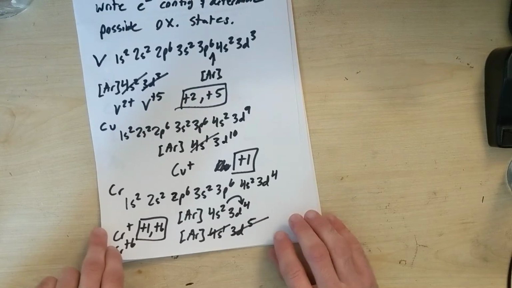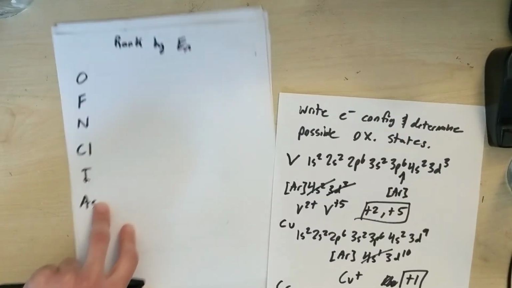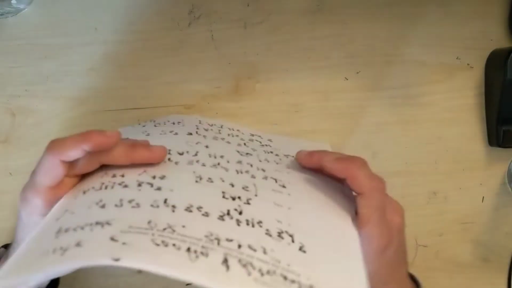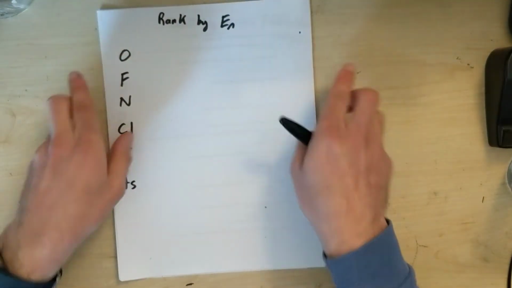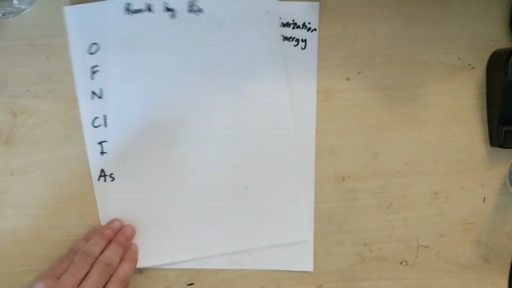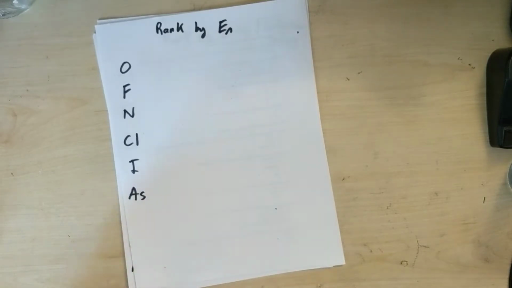So that is determining oxidation states and electrons. Okay, let's move on. Now we're going to do some ranking by electronegativity. We're going to rank each of these atoms by electronegativity, and we're at the 15-minute mark right now, so it's going to be a bit of a long video, but hopefully we can get through everything.